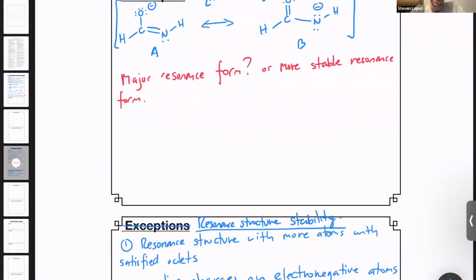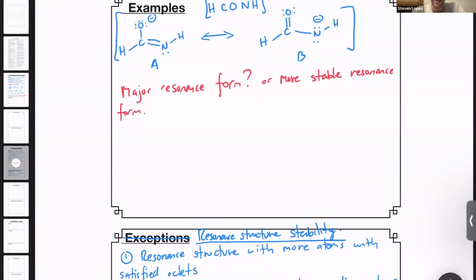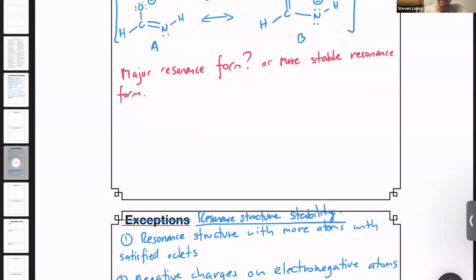The next thing you can do to decide which is the more stable or major resonance form is to compare the electronegativity and the charge that happens to be on them or not be on them. So in the case of A and B, when we compare these structures, there's a negative charge on oxygen in the case of resonance form A, and there's a negative charge on nitrogen in the case of resonance form B. Since the negative charge is on oxygen in A, and oxygen is a more electronegative element, it stands to reason that this negative charge is more stabilized by being on the oxygen over the nitrogen. And that preference for A means that A is the major resonance form.